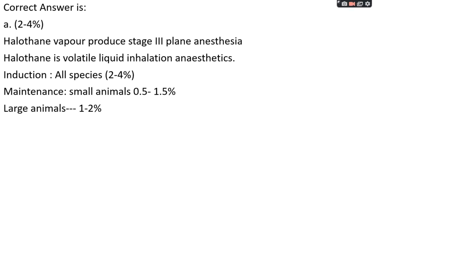Halothane is a volatile liquid inhalation anesthetic. For induction, in the case of all species, we need a 2 to 4 percent concentration of halothane, while the maintenance dose in small animals is 0.5 to 1.5%, while in large animals it is 1 to 2%.